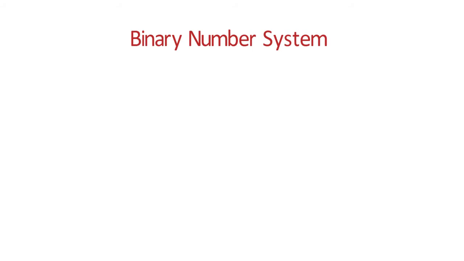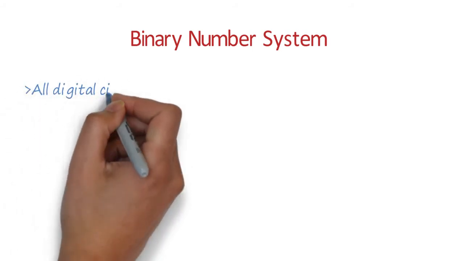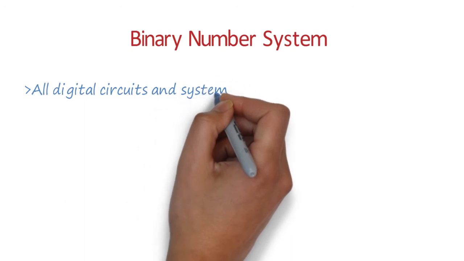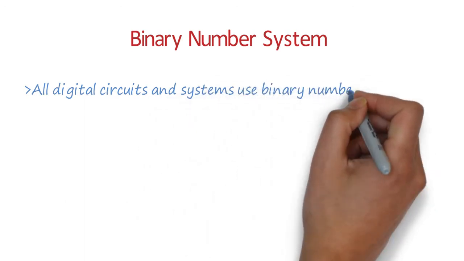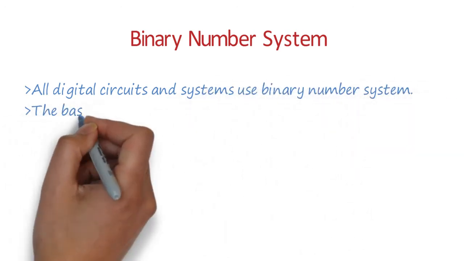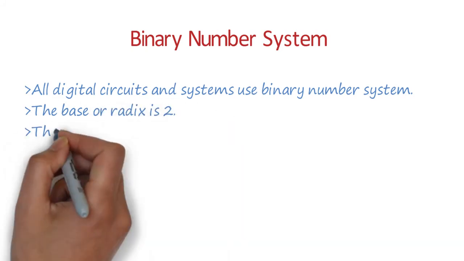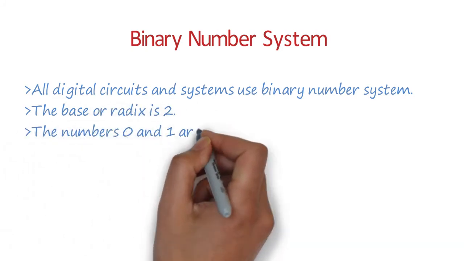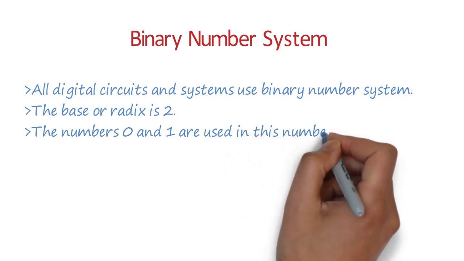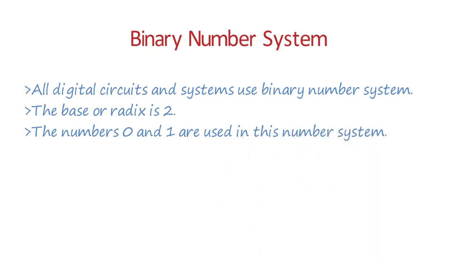The next number system is the binary number system. All digital circuits and systems use the binary number system. The base or radix of this system is 2, so the digits used in this number system are 0 and 1, that is, 0 to R minus 1.